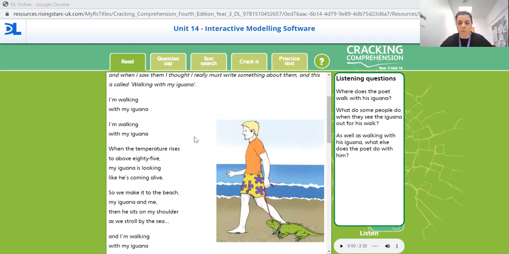Okay, and the next question I want you to have a think about is, what do some people do when they see the iguana out for his walk? And the last one I want you to have a think about is, as well as walking with his iguana, what else does the poet do with him? And they're going to help us when we're answering our questions in a moment.